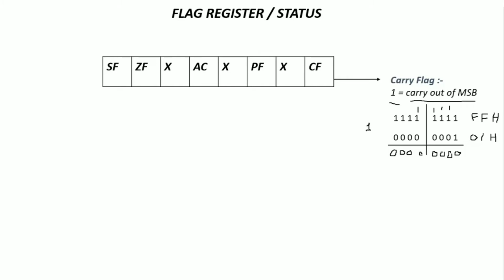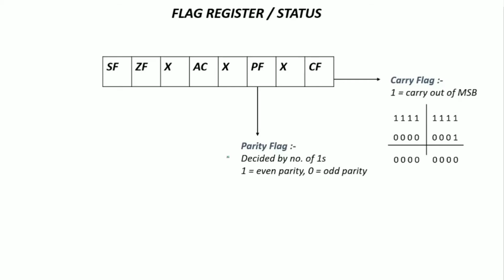So after addition we got a carry out of MSB. This was the most significant bit. Here both the most significant bits were 1, and we got a most significant bit 0 after addition, and we got another carry also. So here carry flag is there, so carry flag will be 1. I hope that you would have understood what carry flag basically is. So let's move forward.